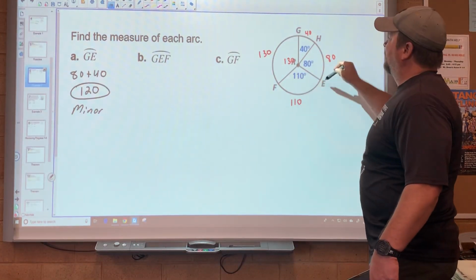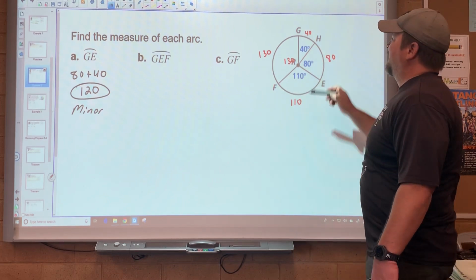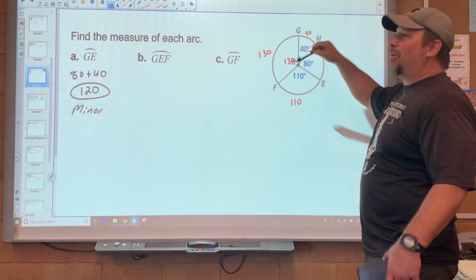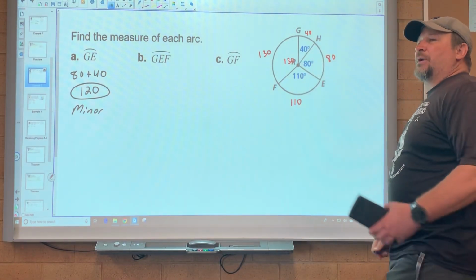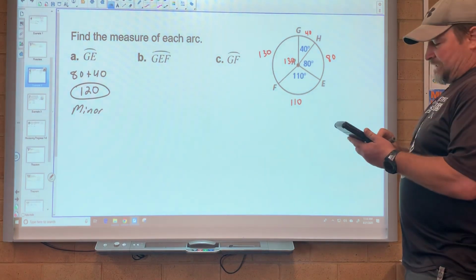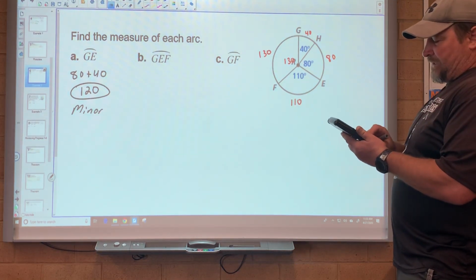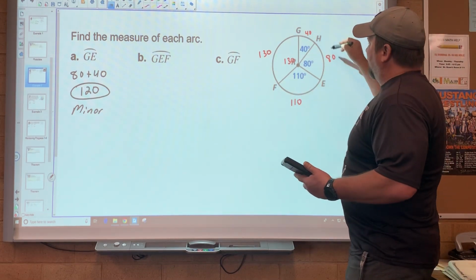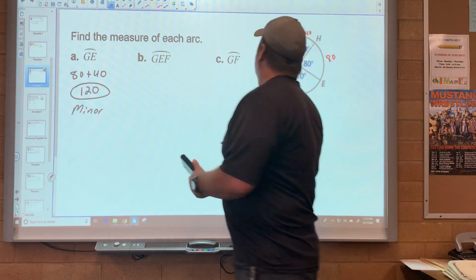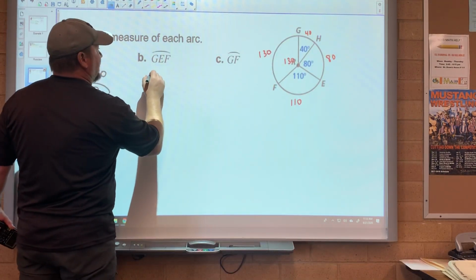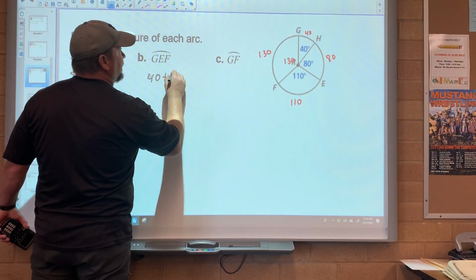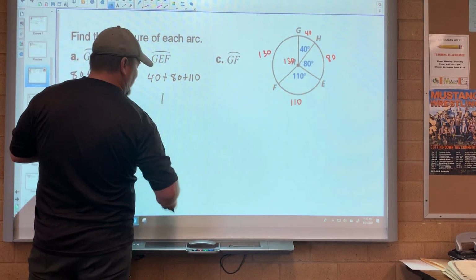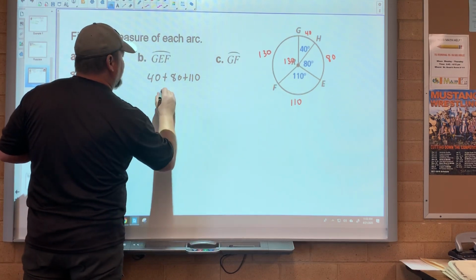GE to F. I can do it two ways. I can either add up 40, 80, and 110, or I can take 130 away from 360. I think that one's easiest. 360 minus 130, so 230. So it'd be 120 plus 110 is 230. Like I said, it won't matter which way you do it. And you get 230.